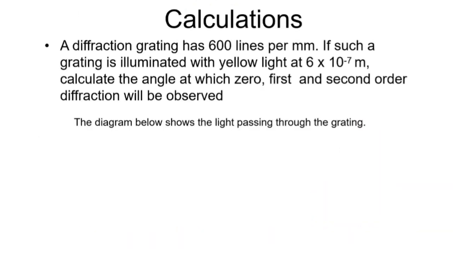Now let's apply the diffraction grating formula in simple calculations. So we have a problem here. A diffraction grating has 600 lines per millimeter. If such a grating is illuminated with yellow light at 6 × 10^-7 meters, calculate the angle at which first and second order diffraction will be observed.